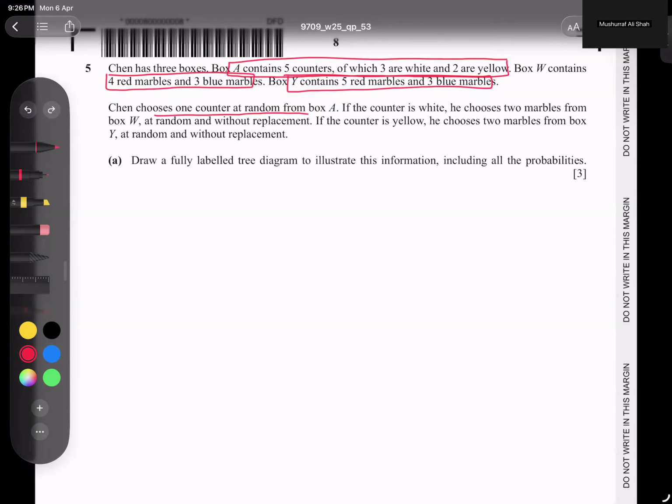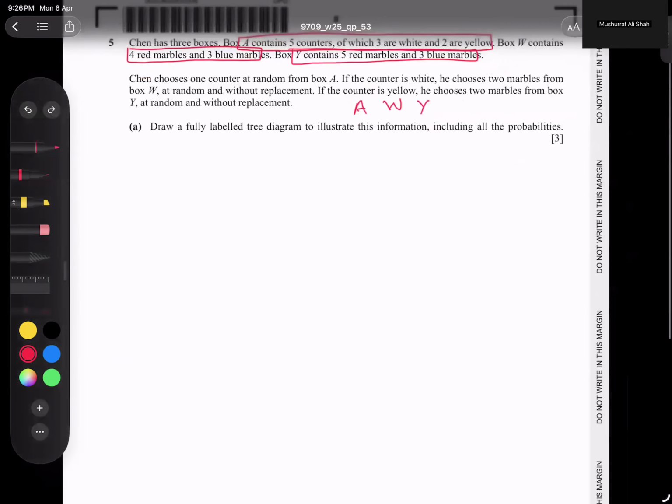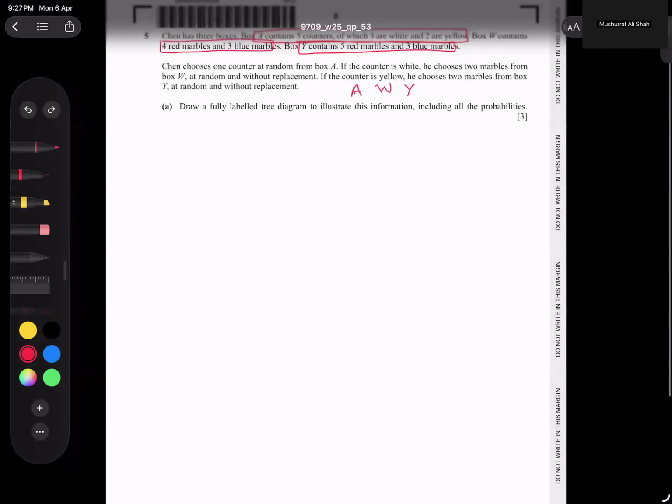So basically we have 3 boxes: an A box, a W box, and a Y box. What story do we have? If the counter is white, he chooses 2 marbles from W. First of all, check it from box A. If it is white, then he will go to W. If it's yellow, then he will go to Y. And both are without replacement. So I think we can start now. Get ready, and make sure not to make small branches like this. The first branch is always expanded.